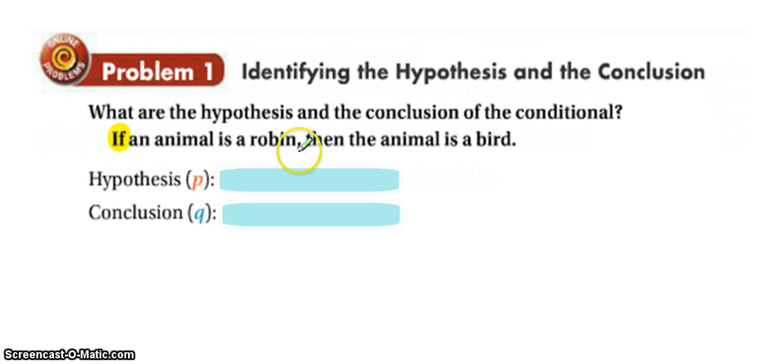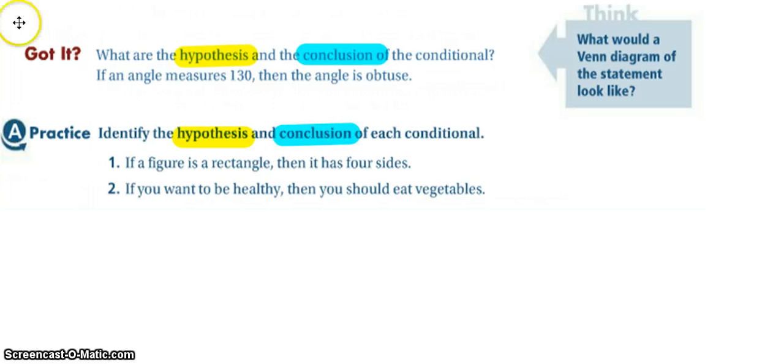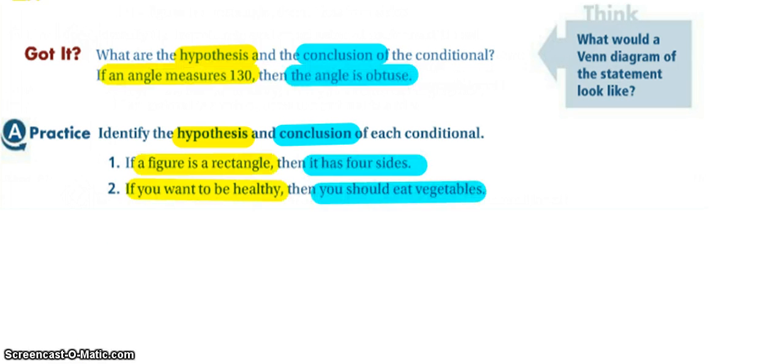So if we have, if an animal is a robin, then the animal is a bird, that makes my hypothesis the animal is a robin, and my conclusion, the animal is a bird. So pause the video and think about, in all three of these statements, what would be your hypothesis and what would be your conclusion. I'm going to come back with everything highlighted. Should not have been very difficult here. Everything following an if is your hypothesis statement. Everything following your then is the conclusion.